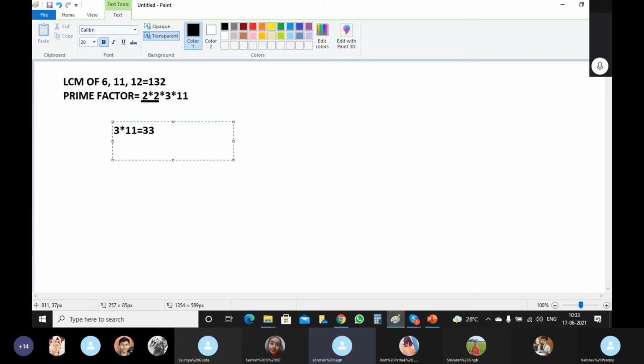If 33 is the number required, and 33 is multiplied to 132, we will be getting a perfect square. Yes or no? A perfect square number which is divisible by 6, 11 and 12. Am I clear? Yes, ma'am. So that is the number. We have to find out the number. 132 multiplied by 33 is how much?